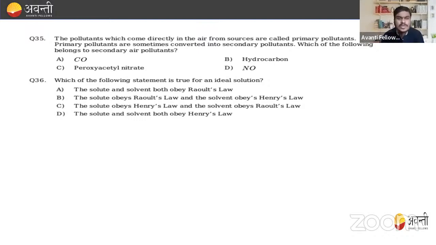Now, the primary pollutants are sometimes converted into secondary pollutants. Which of the following belongs to the secondary pollutants? So you have to identify out of these four which belongs to the secondary pollutants.